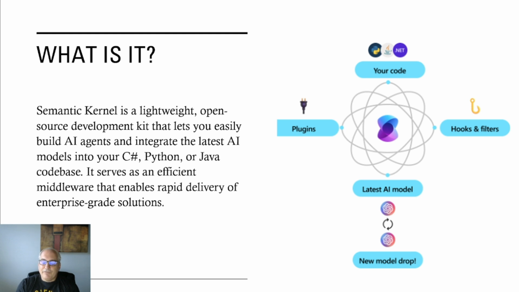I'm going to try to give a more folksy definition. So in the graphic on the right, it's a typical environment. You've got code, you've got models, you've got hooks and filters, you've got stuff laying all over the place. What Semantic Kernel does is it essentially creates an orchestration layer on top of everything else in your environment, so that you can allow these different components to interact.